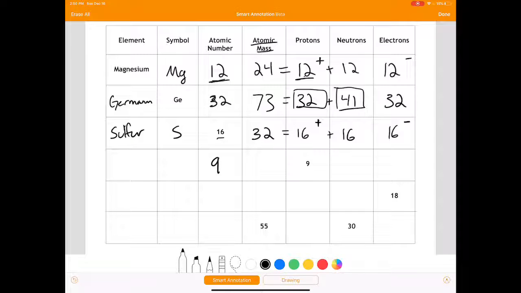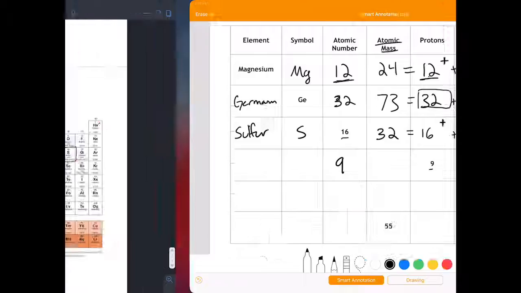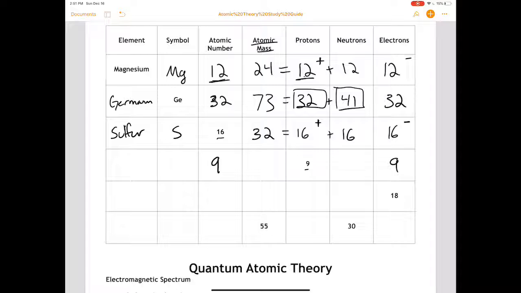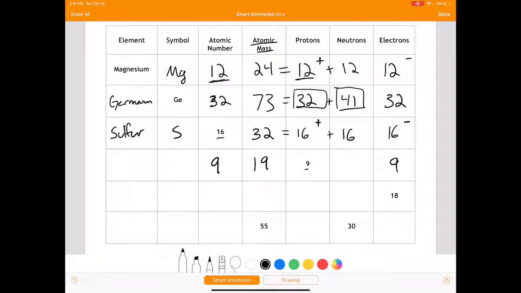Atomic number 9, because the protons are 9, which means the electrons are 9. Now we need to find what we're talking about. 9 right here. Fluorine. Fluorine is 9, with a mass of 18.99, which just means 19. So this is 19. 19 minus 9 is 10. 19 minus 9 equals 10. And fluorine.